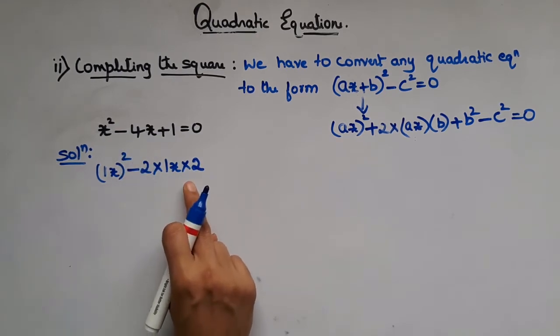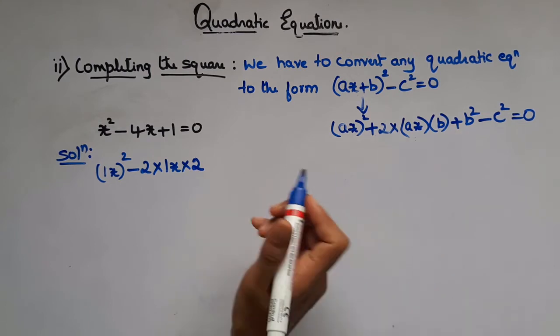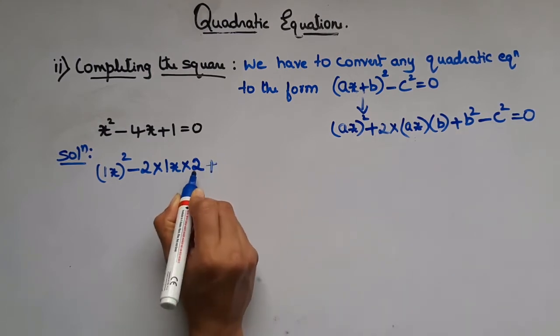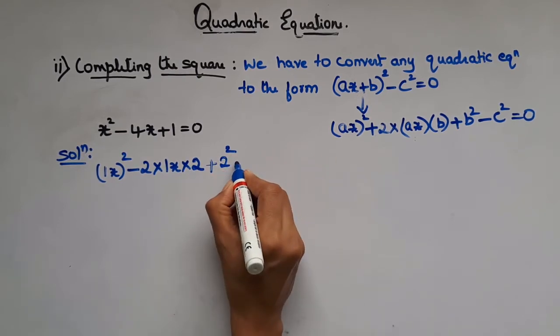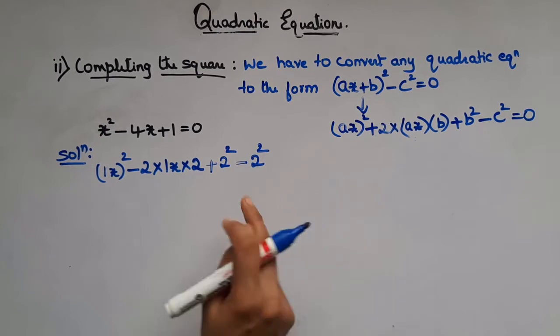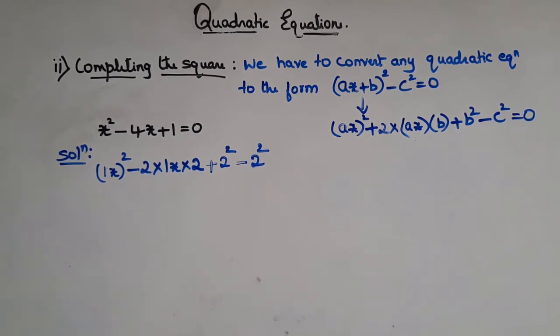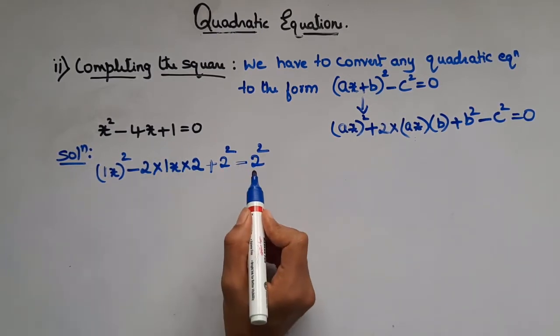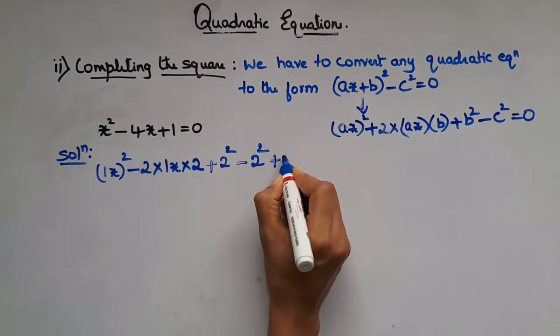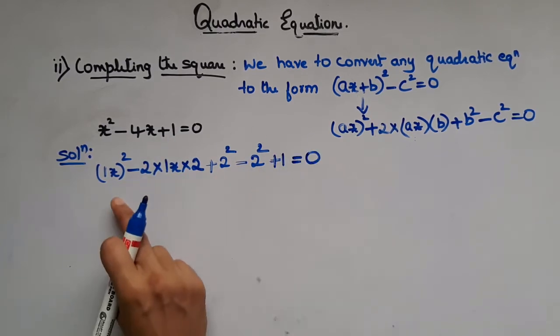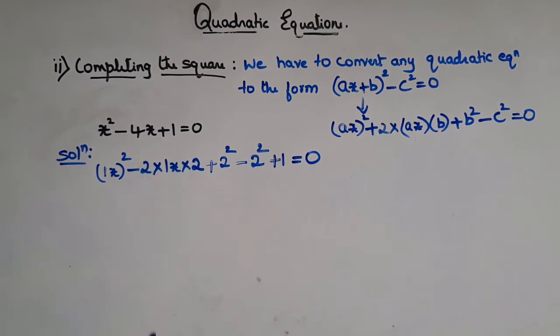So in this case, in order to bring this to this form, you have to add b square. Here in this case b is 2, so 2 square. When you add some number, you have to subtract the same number. So this will not make any change to the equation, right? I hope you got the point. So now we have plus 1, which is equal to 0. So this has not made any change to this equation, right?